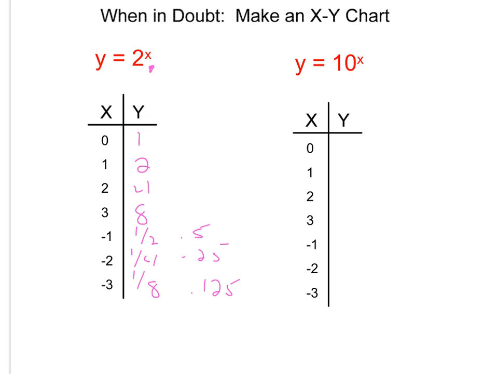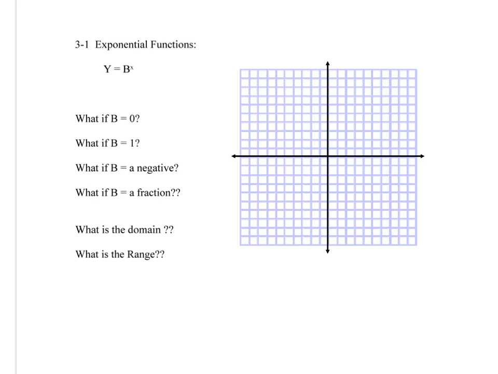Okay, if I think about y equals 10 to the x, 10 to the 0 is still 1, 10 to the first is 10, 10 to the second is 100, 10 to the third is 1,000. Notice our function gets big very, very quickly. 10 to the -1 is 1/10, which is 0.1. 10 to the -2 is 1/100th, which is 0.01. And 10 to the -3 is 1 over 1,000, which is 1/1000th, which is 0.001.